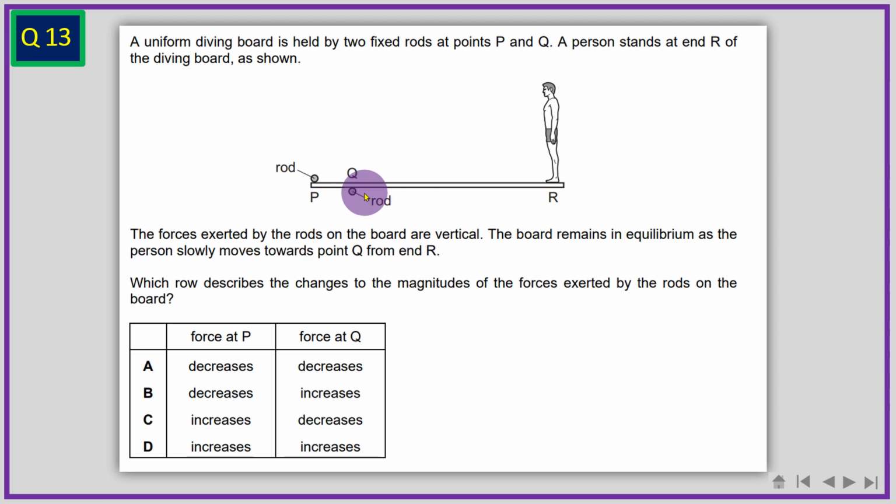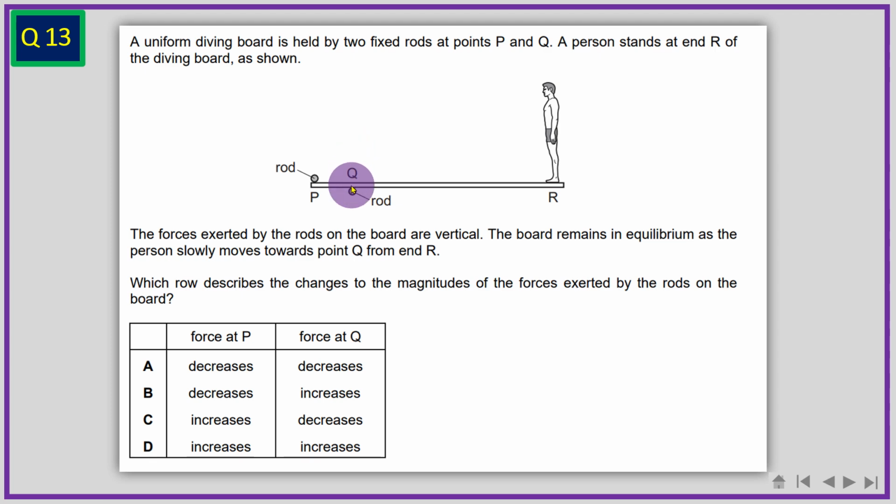What will happen to the force exerted on the board by this rod at point Q, which is vertically upwards? Observe that when I take moment about this point, the moment due to the force on the board at point Q becomes 0, because the distance is 0. That's why the force at point Q does not feature anywhere. But we know that it is there.